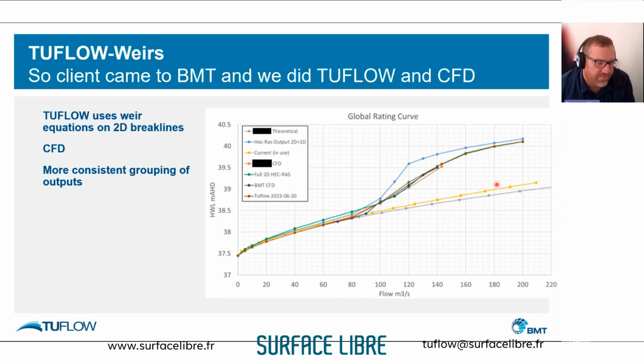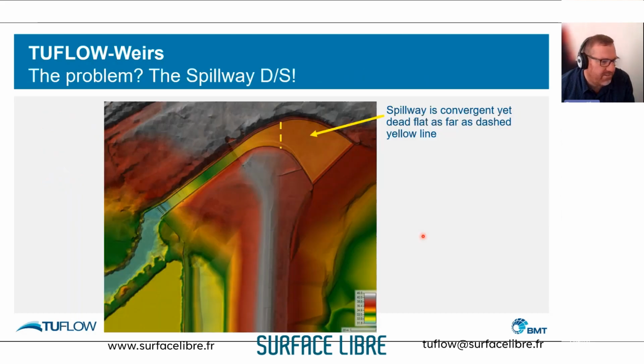Obviously, we've got something which is quite different to what was expected theoretically. And actually, what was found out was it wasn't necessarily the weir. The problem was the downstream spillway. And basically, flow was convergent as far as the yellow dash line, and then you had quite a bit of constriction at this location. So there were a few issues with the rating curve as a result of that.